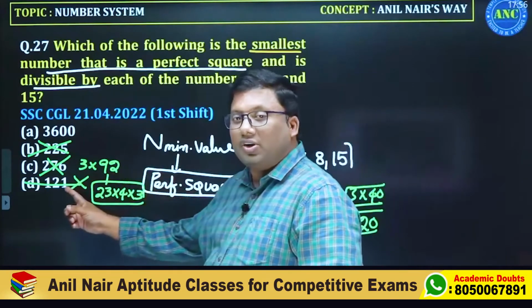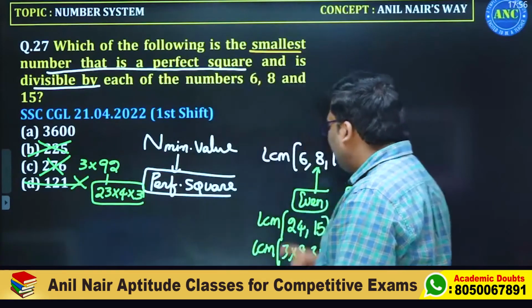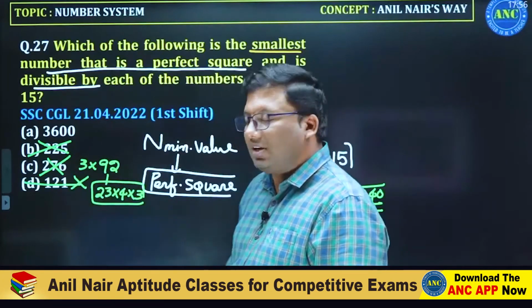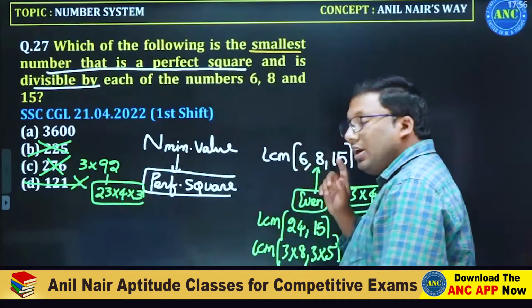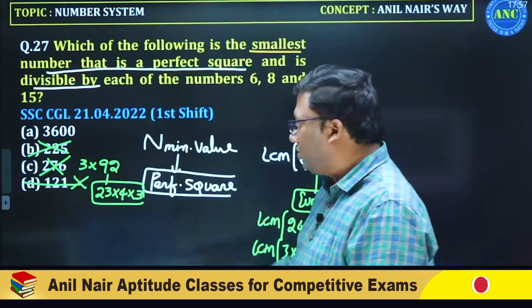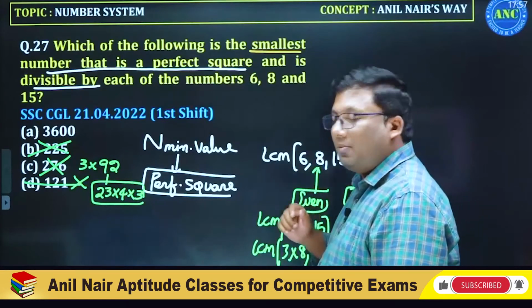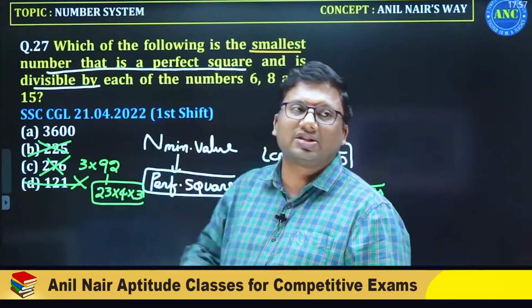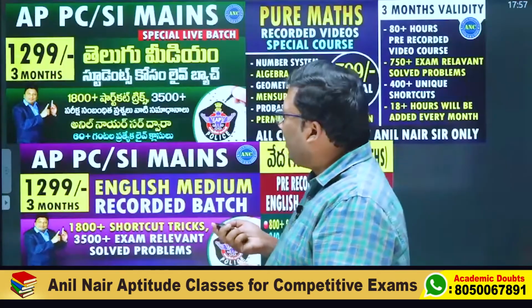The answer cannot be 121 because 121 is a multiple of 11, which is not present in any of the numbers. It cannot be 276. 276 is a multiple of 23, and no input number is a multiple of 23. It cannot be 225. One input number is an even number, so the output should be an even number. Very beautiful basic understanding question. 27th question. I hope the idea is clear.